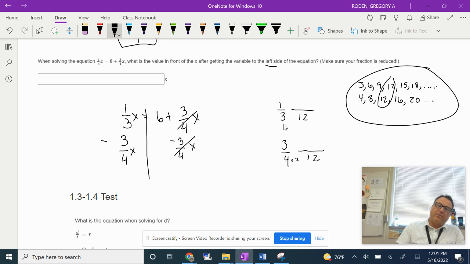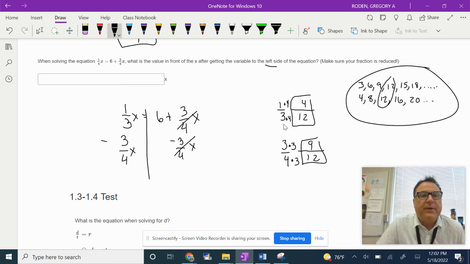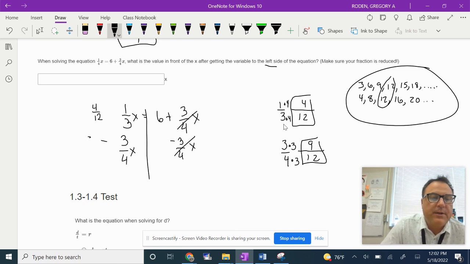So then we got to multiply 3 to get 12, so we got to multiply 4 here. Here we got to multiply 4 to get 12, so we got to multiply 3 here. So 1 times 4 is 4, and 3 times 3 is 9. So 1/3 is really 4/12, right? And 3/4 is really 9/12. So we are taking 4/12 and subtracting 9/12.